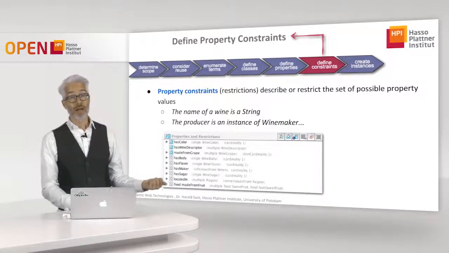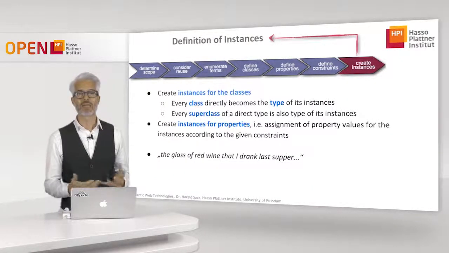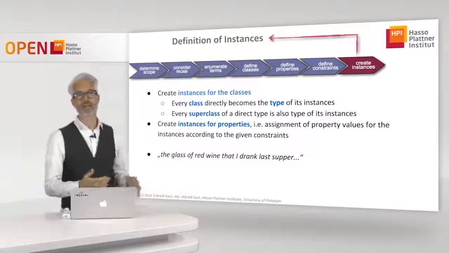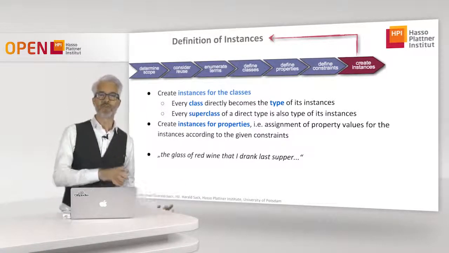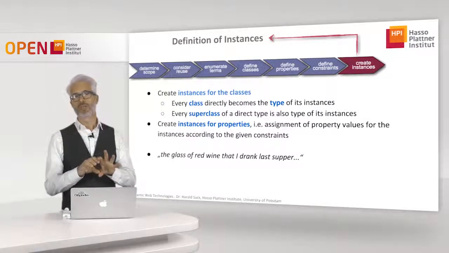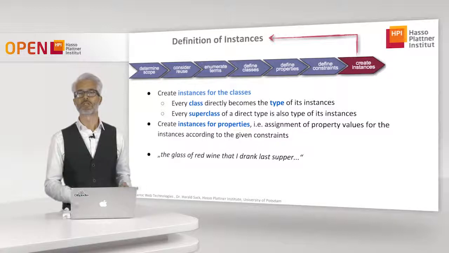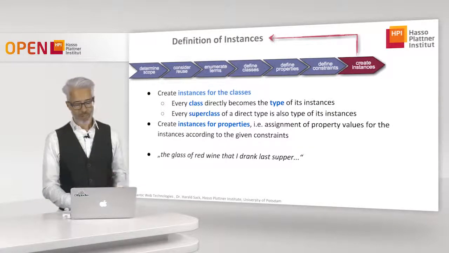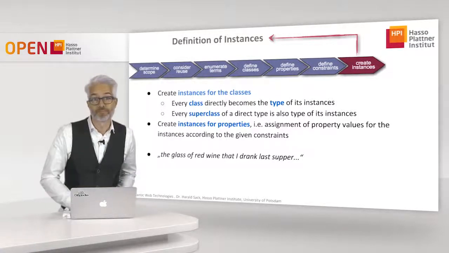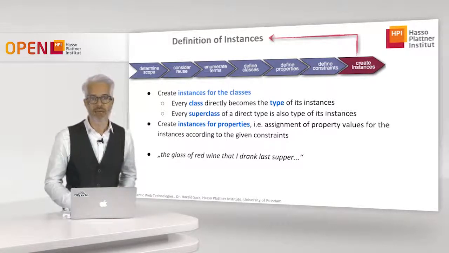And after you have defined your classes, your properties, and your property constraints, you populate your ontology with instances, so with individuals. You create instances for the classes, and then of course every class directly becomes the type of its instance. Every superclass of a direct type also then is also a type of this instance. And of course you also create instances for properties. So you assign property values, or you assign which kind of individuals are connected by a given property. For the wine ontology, you would then, for example, define facts like this is the glass of wine that I drank for last supper, for example. So this is a specific instance of a glass of wine.